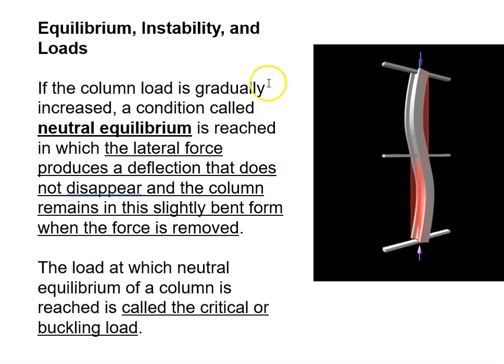Then a column could be loaded and it produces that same deflection, but when the load is removed, the deflection does not disappear. In fact, it is slightly bent, or its geometry has been compromised. The load at which the neutral equilibrium of a column is reached is called either the critical or buckling load. So this is the permanent damage now. Again, back to my analogy, that would be the yield point in a material. This isn't about materials, this is just about columns, however, but same idea. It's reached its critical or buckling load at that point.